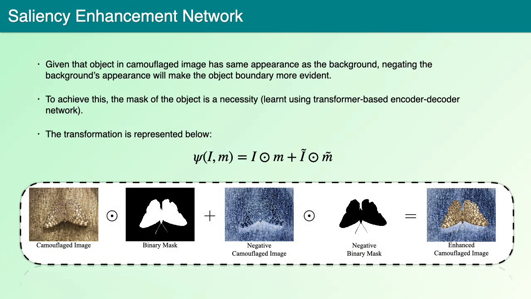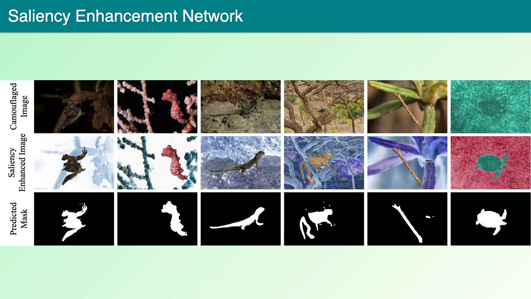The equation here explains how the input camouflage image and its preliminary binary mask are used to create the enhanced image. The image is multiplied with its mask and added to the product of their inverse. This negates the background and makes the object more evident. The figure shows the input camouflage image, predicted binary mask, and the enhanced image. The objects are much clearer in the enhanced images.